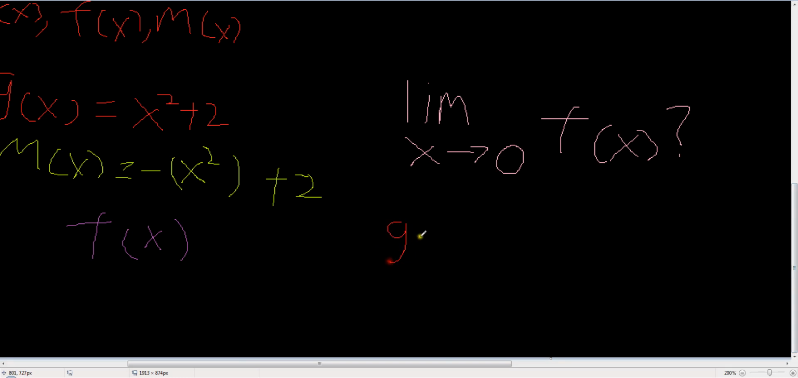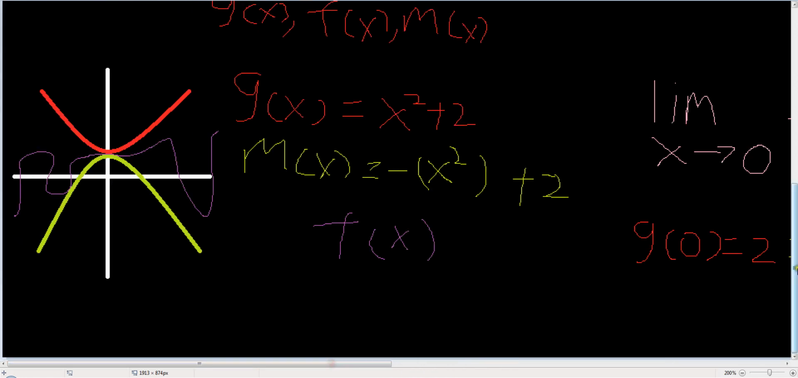So g of 0 is just really 2, because if you plug 0 into x squared, you just get 0, and plus 2 is just 2. And it's also equal to m of 0. Because if you plug 0 into x squared, it's 0 squared, which is 0. But 0 to the 0 power is undefined, you can search online, it's a fun fact too. But in this case, 0 to the second power is just 0. So negative 0 is just 0, plus 2 is just 2. So they are the same thing.